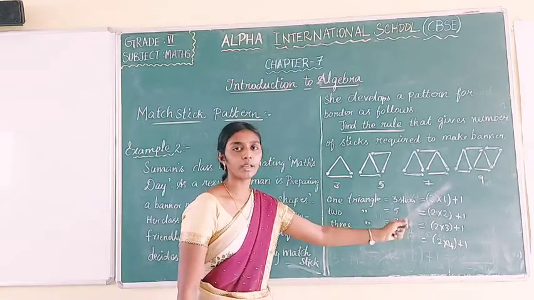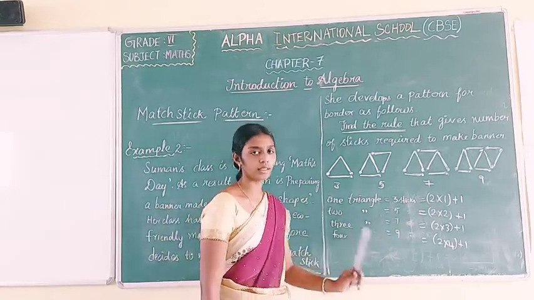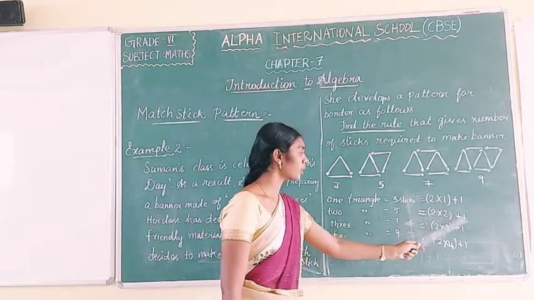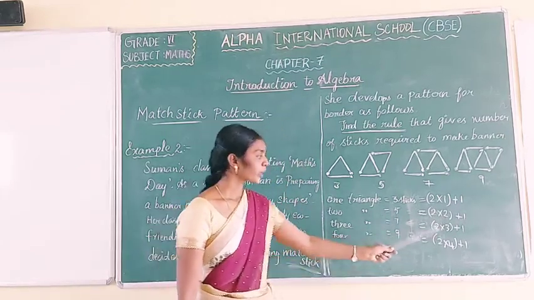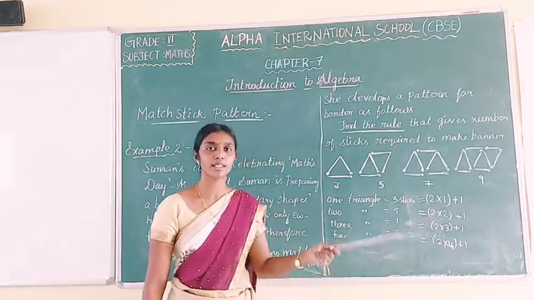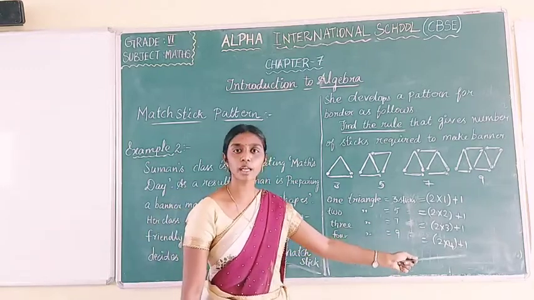So 2 into 1 is 2 plus 1, 3. I get this. 2 into 2 is 4 plus 1 is 5. I get this number also. 2 into 3 is 6, 6 plus 1 is 7. And then 2 into 4, 2 4s are 8 plus 1 is 9.